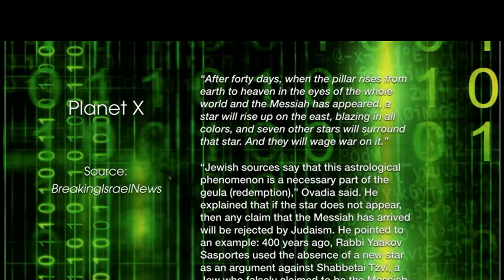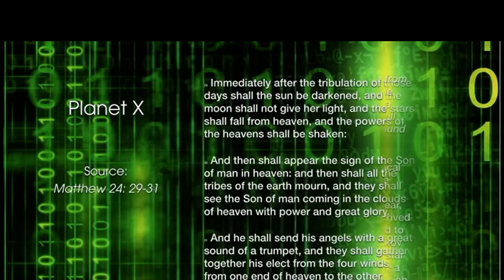What's interesting, in the New Testament, Jesus says that there will be a sign of the coming of the Son of Man, and then the Son of Man comes. Some people believe that that sign is an astronomical sign. Here is that scripture in Matthew 24.